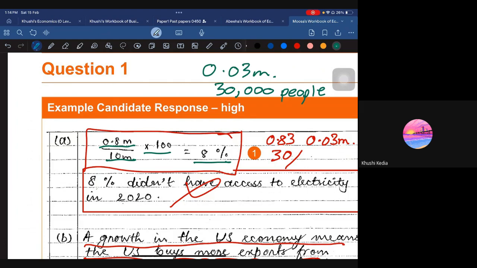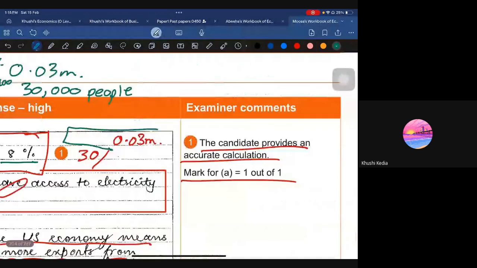But you will be surprised to know. And one more thing, the marking scheme has given an answer like this, where he said that it should be 0.83 divided by 10 multiplied by 100, and the answer given is 8.3%. This is what the marking scheme has done. And now you will be shocked by looking at this. The candidate provides an accurate calculation, 1 out of 1. The examiner. Wait, what?